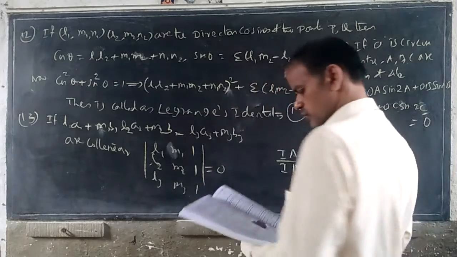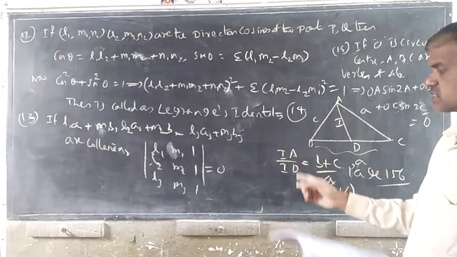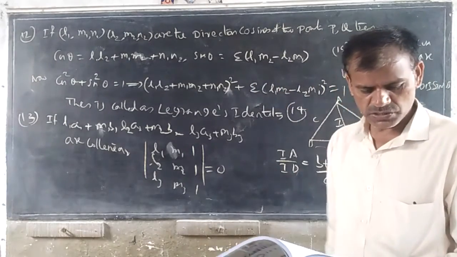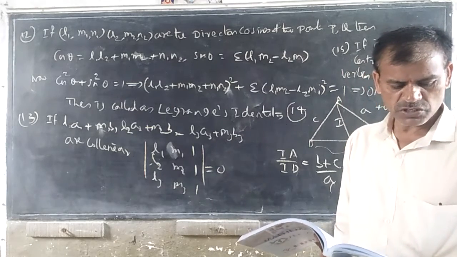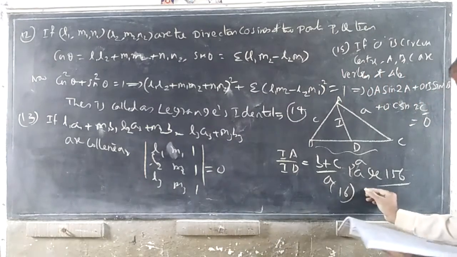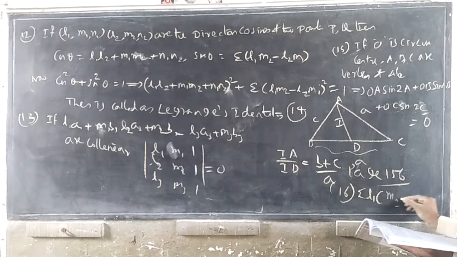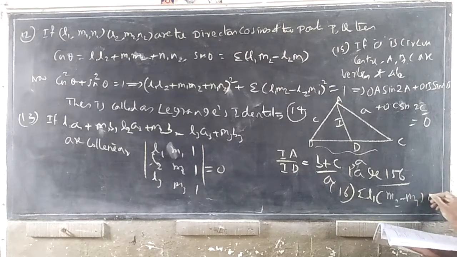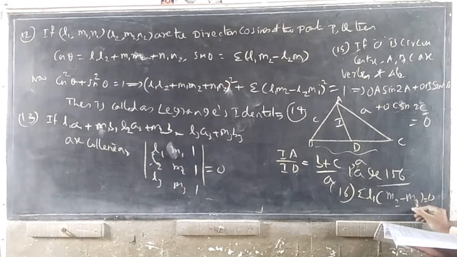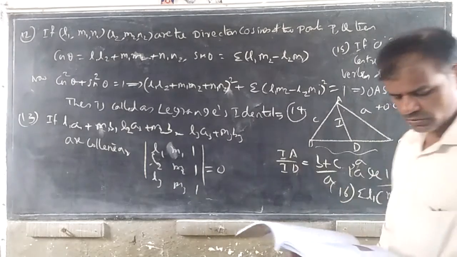16th question. Of course, this is the triangle concept. X equal to 0. According to the options, it is the first option. Sigma L1 into (M2 minus M3). So, the linear concept, the concept of determinant equal to 0.